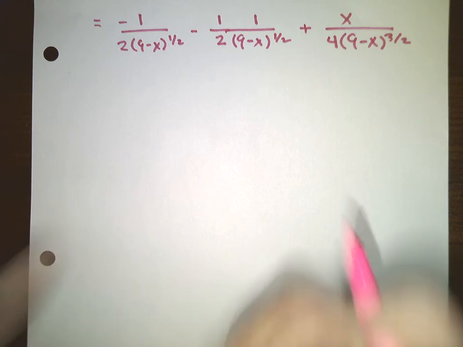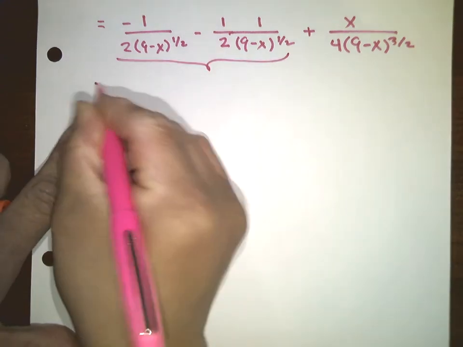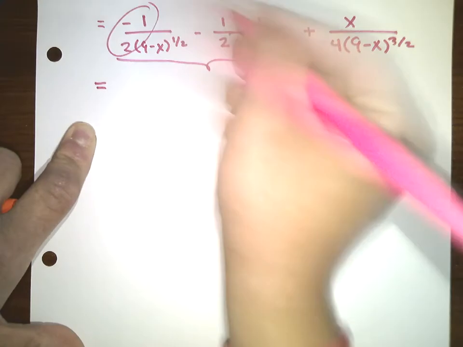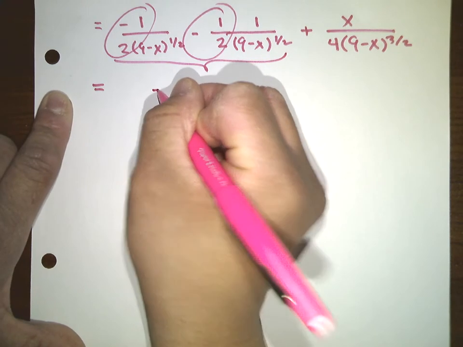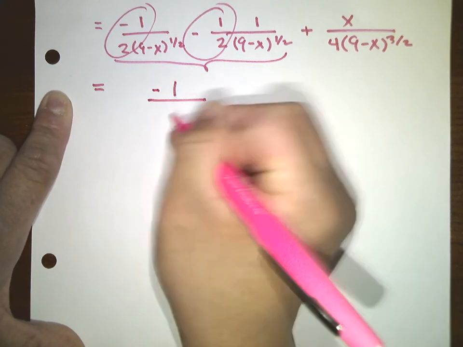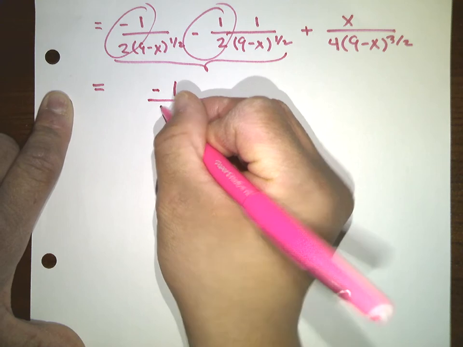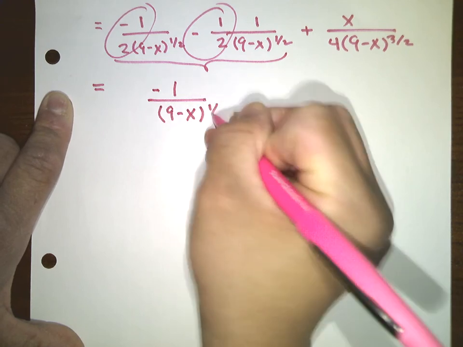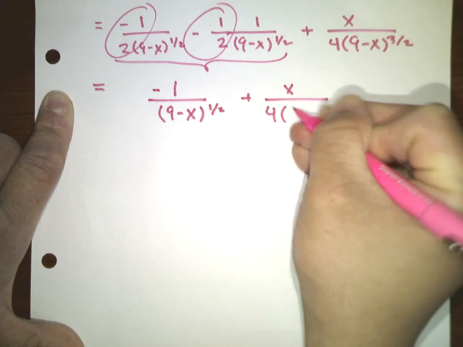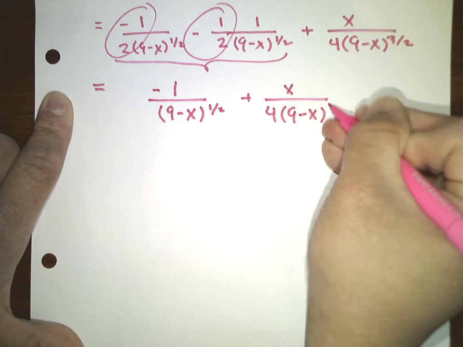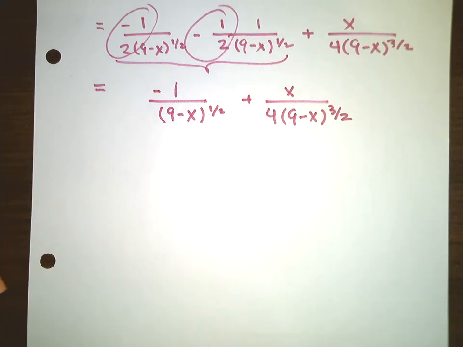So we are going to combine these two because they have the same denominator. So minus a half is minus 1. So minus 1 over the 9 minus x to the 1/2 power plus x over 4 times 9 minus x to the 3/2 power.